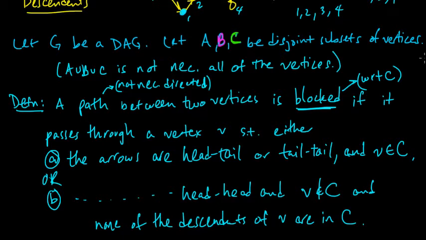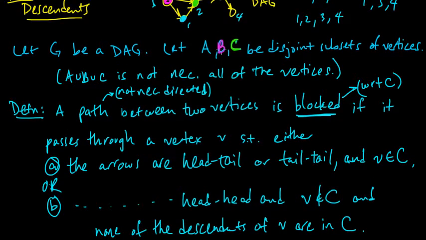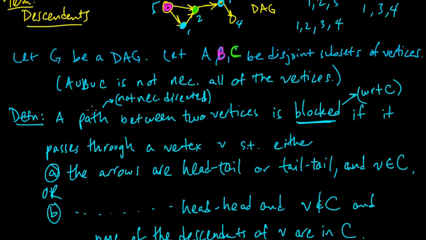And then we let G be some arbitrary DAG, and we let A, B, and C be disjoint subsets of vertices, and their union is not necessarily all of the vertices. We haven't used A and B yet, but C played a role. And then we defined this concept of a blocked path, and this is a critical concept for D-separation.